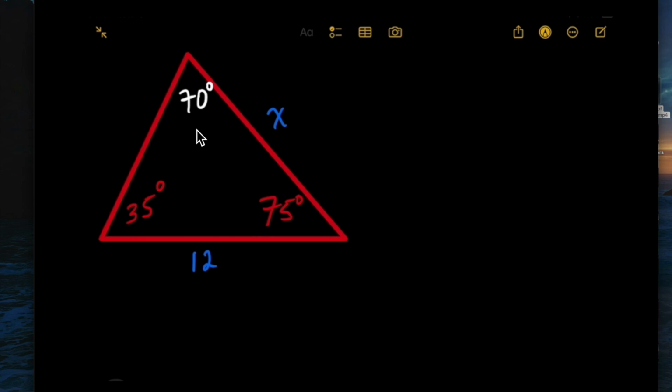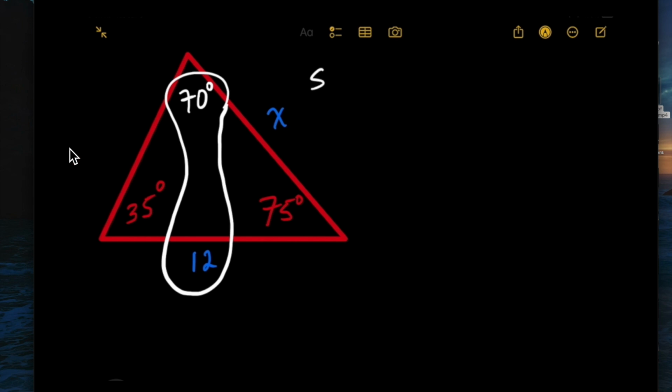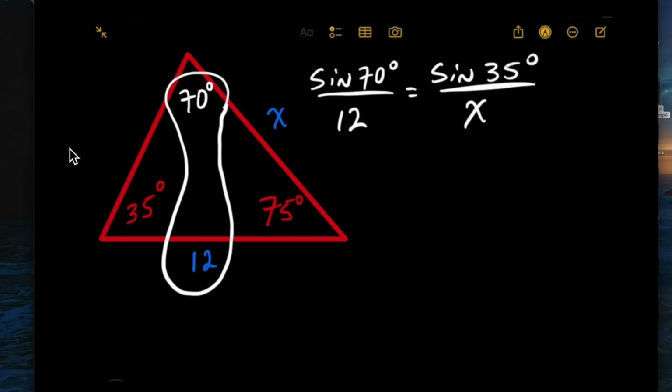Now, folks, we have a pair. We have an angle and we have the length of the side opposite. We are now ready to go ahead and use the law of sines with the pair that we have, and we could set up this ratio which would allow us to cross multiply and get our x value.